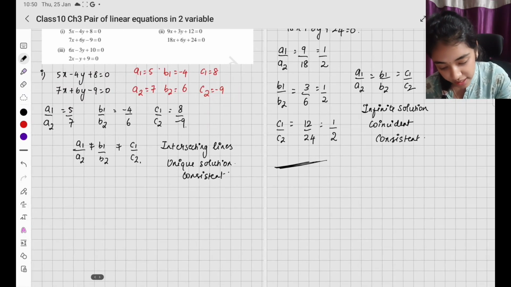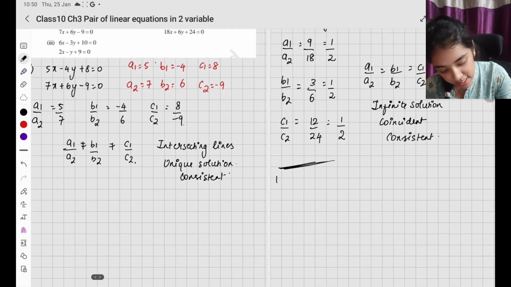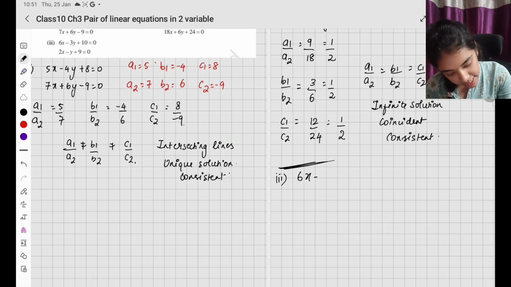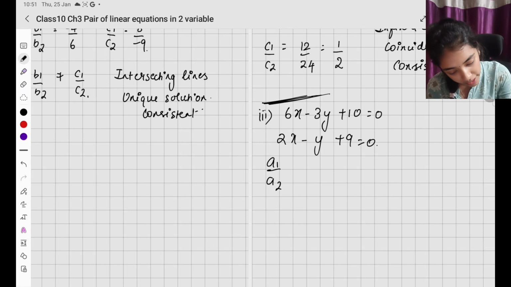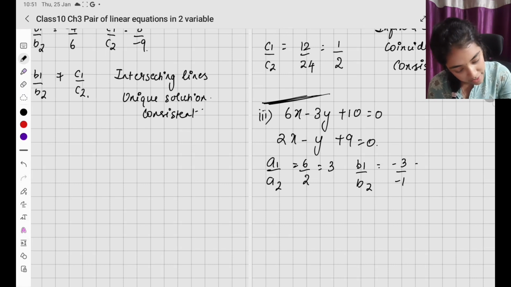Now, subsection 3. Subsection 3 enna? 6x minus 3y. I'll do it here. So, you have 6x minus 3y plus 10 equals 0. Other equation 2x minus y plus 9 equals 0. So, இப்போ இந்த இடத்துல A1 by A2 என்ன? A1 by A2 equals 6 divided by 2, 3. Next, B1 by B2 equals minus 3 divided by minus 1, 3. Then you have C1 divided by C2 equals 10 divided by 9.